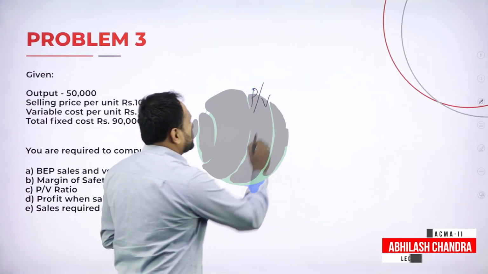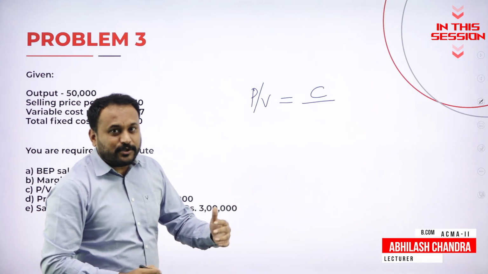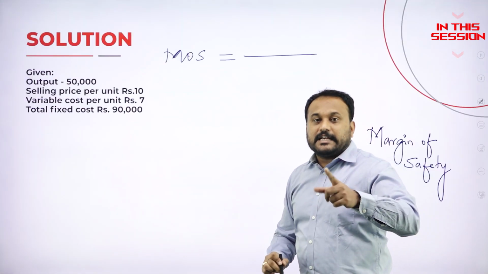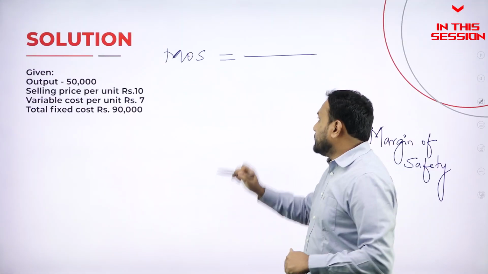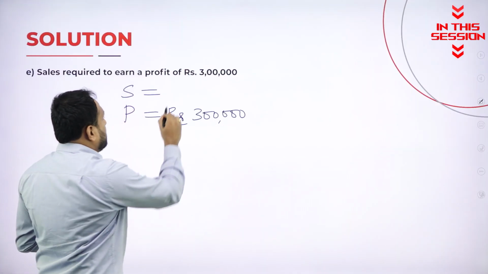What is PV ratio? PV ratio is all about the relation between contribution and sale. For BEP as well as for MOS, PV is in the denominator. Now, when I need to earn a profit of 3 lakh, what will be the sales?